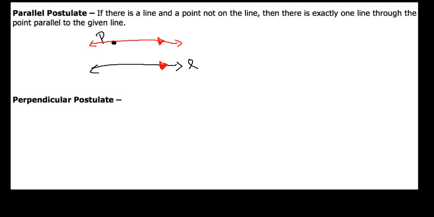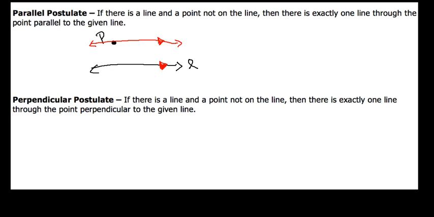Now, the perpendicular postulate is going to start off very similar to the parallel postulate. If there's a line and a point not on the line, so that means we're going to have kind of the same drawing. Only this time it says then there is exactly one line through the point perpendicular to the given line. So our drawing is going to be very similar in the way that it's going to start out. And that we'll have a line L. And then we're going to have a point somewhere not on the line, call that P. But we're only going to have one line that's going to go through that point that's going to be perpendicular.